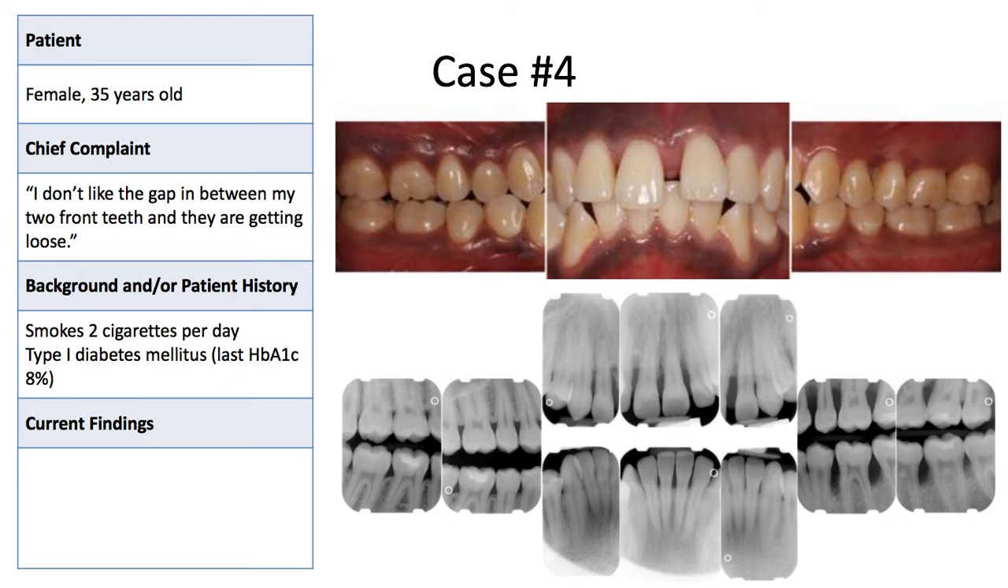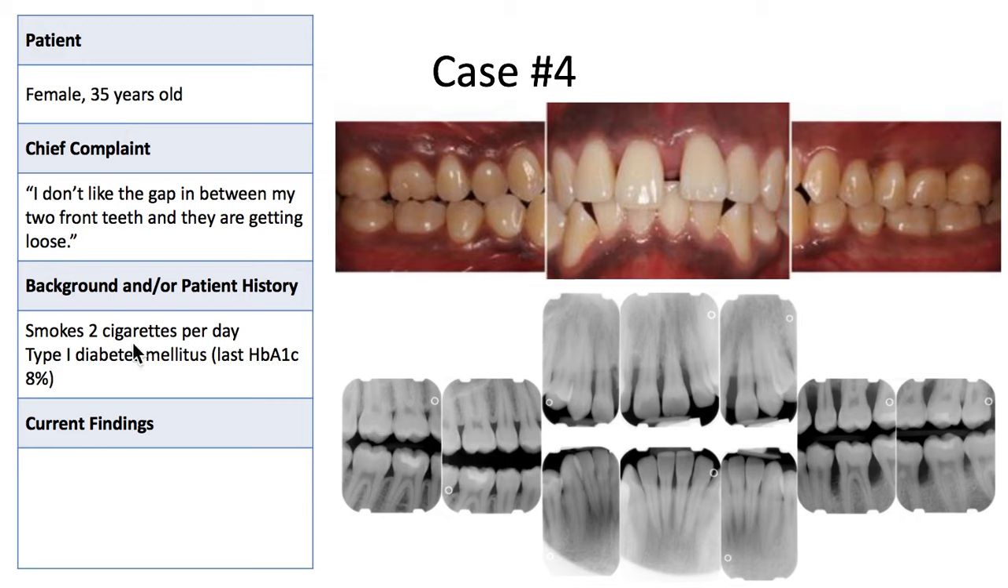As for her grading, she smokes less than 10 cigarettes a day, so that favors grade B. But she has uncontrolled diabetes because her HbA1c is above 7%. And just look at how much bone loss she has, and look at her age. She's only 35 years old, so this is for sure more than 35% bone loss. So that radiographic bone loss to age ratio is greater than 1 in this case.